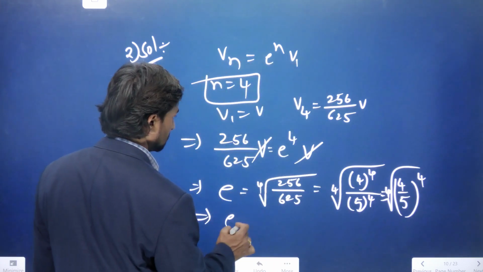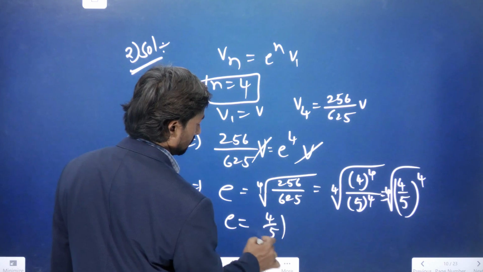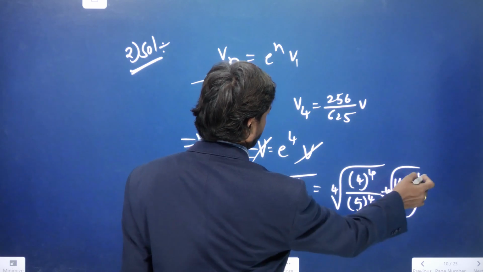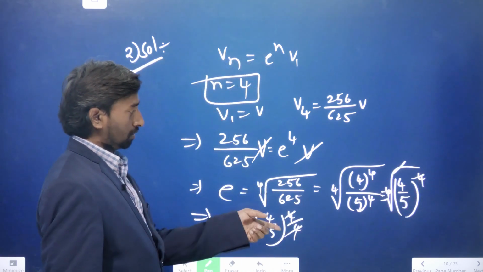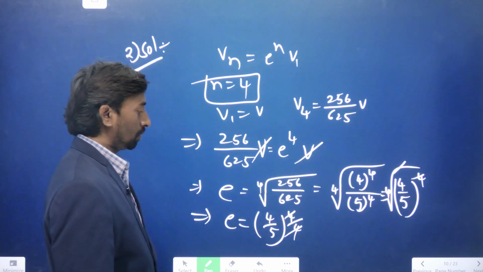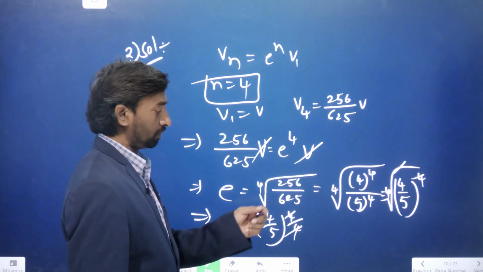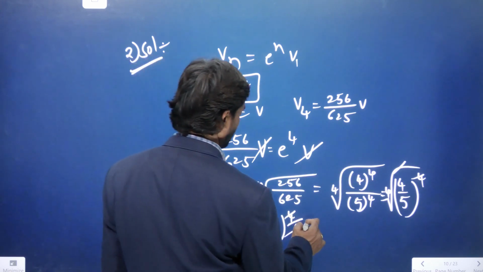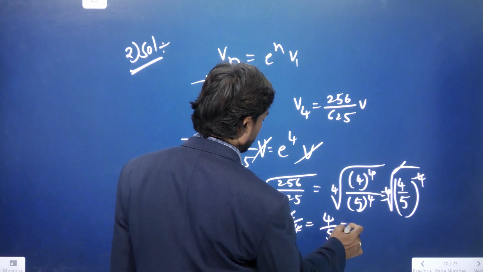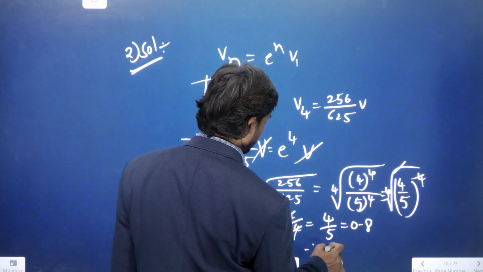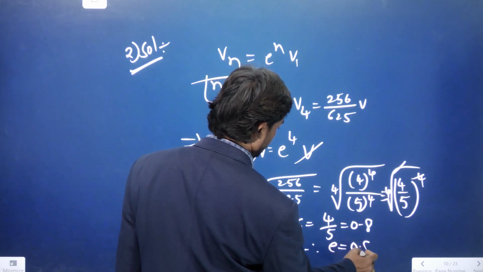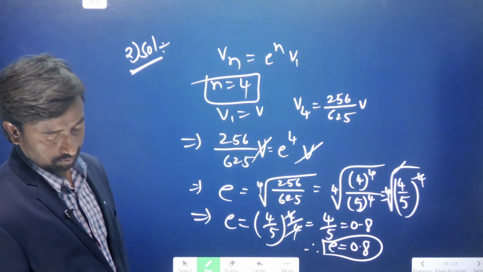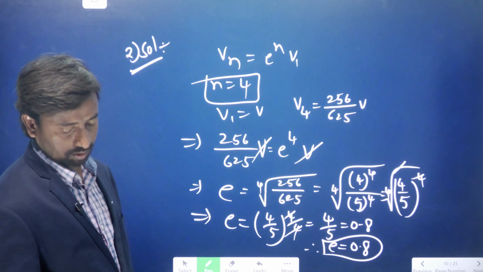So now e is equal to (4 by 5) power 4, raised to the power 1 by 4, so these will be cancelled. The fourth power and 1 by 4 multiply and cancel. So we'll get 4 by 5. 4 by 5, how much then? This is 0.8. Therefore the coefficient of restitution is 0.8. This is in between 0 and 1, no? So it is an inelastic collision. Answer is that one.